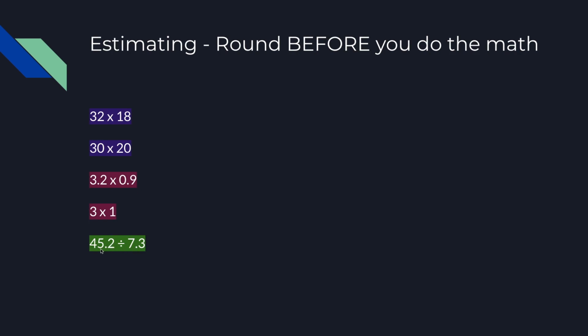So now I need to look at this first number and think, what is the closest multiple of 7 to get to 45.2? I might decide to go with 42, or I might decide to go with 49, which are both multiples of 7. I'm going to choose 42 because 42 is a little bit closer to 45 than 49 is. But both would give you a fairly accurate estimate. So notice that I didn't round this to the nearest 10 or the nearest whole number. I rounded it to the nearest multiple of 7. Okay, so that is important.